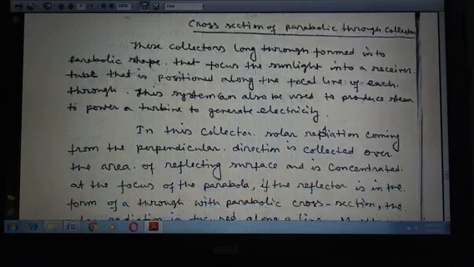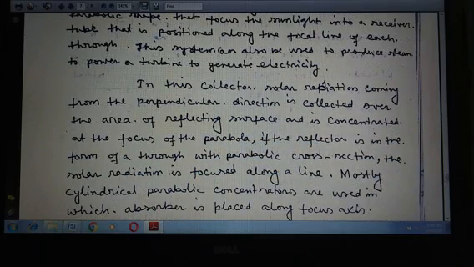In this collector, the solar radiation comes from the perpendicular direction to the collector over the area of the reflecting surface and is concentrated at the focus of the parabola. If the reflector is in the form of a trough with a parabolic cross section, the solar radiation is focused along a line. Mostly cylindrical parabolic concentrators are used, in which the absorber is placed along the focus axis.